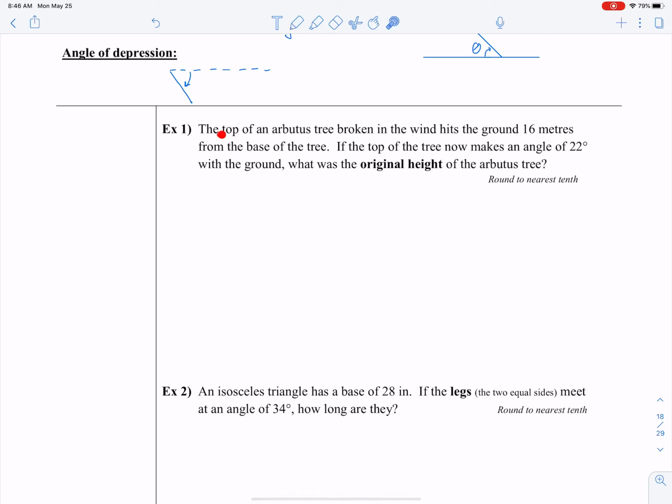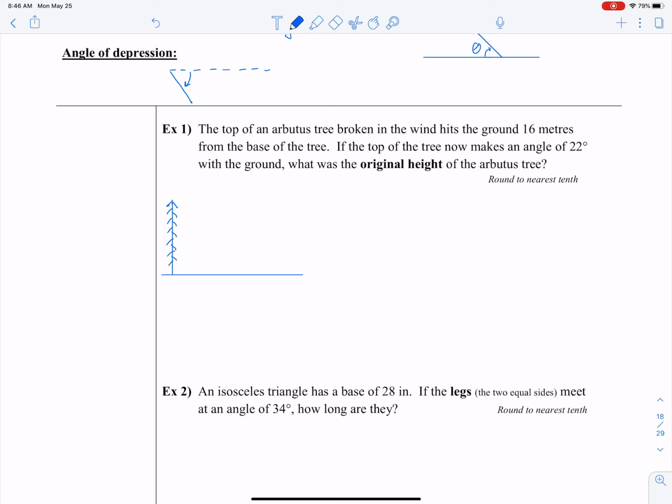This one says, the top of an arbutus tree, broken in the wind, hits the ground 16 meters from the base of the tree. So you had a really tall tree, it got snapped in half, and now it's broken. So let's draw that first. We're going to start off with our ground. So there's our ground. Then we have half of a tree up like this. So here's my tree.